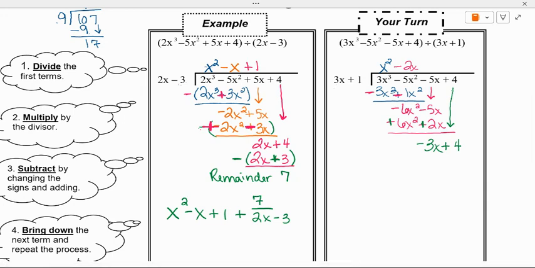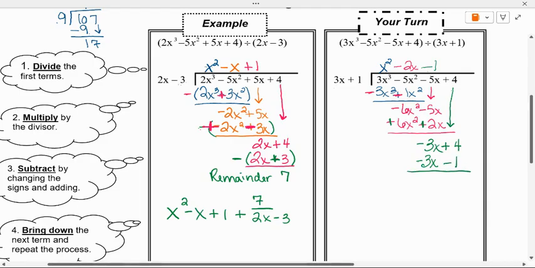What can I multiply 3x by so that it equals negative 3x? Someone other than Trey or Rose. Negative 1. Thank you, Michael. Negative 1. So negative 1 times 3x is negative 3x. Negative 1 times a positive 1 is negative 1.